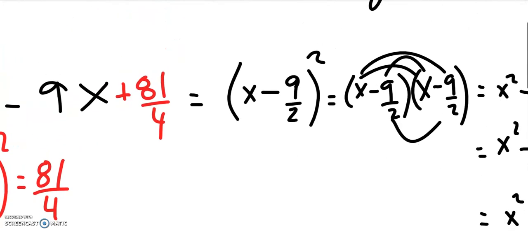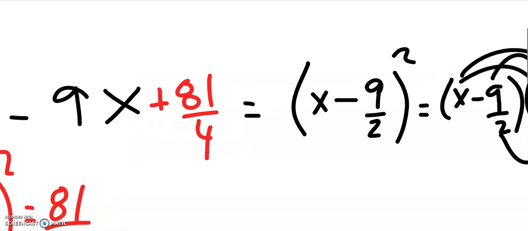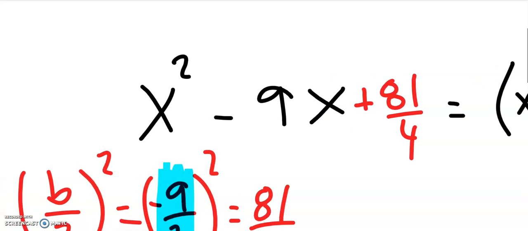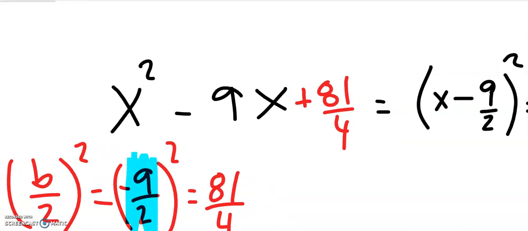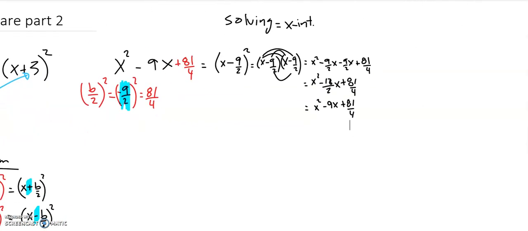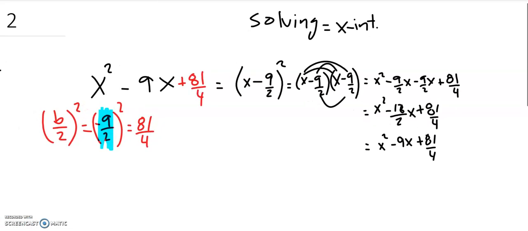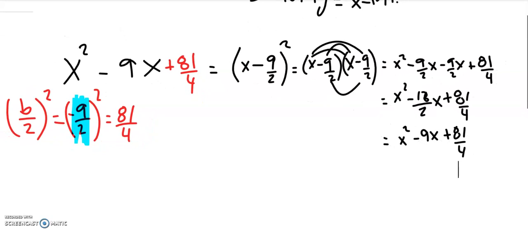So therefore this factorization is correct. So x minus 9, I'm sorry, let me say that again. x minus 9 over 2 squared is the same thing as x squared minus 9x plus 81 over 4. And we proved that here. So here's a final picture for this problem. Hopefully you can get a good picture here. There you go. So that's part 2 for completing the square.